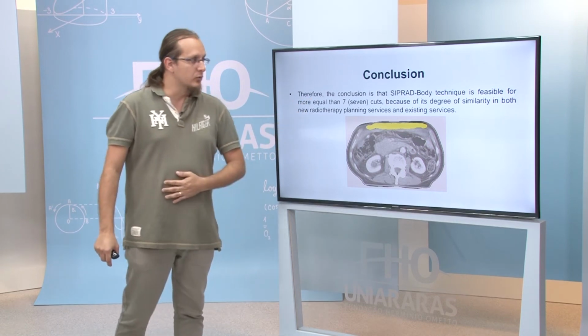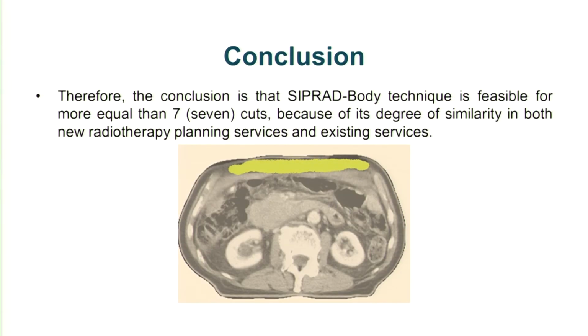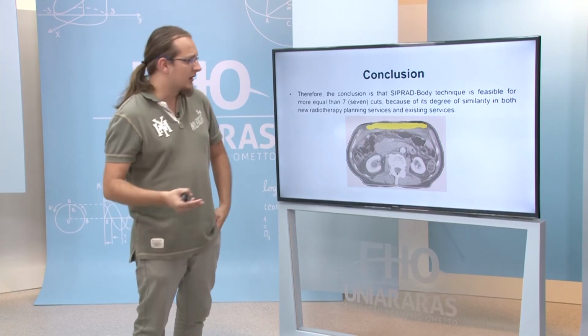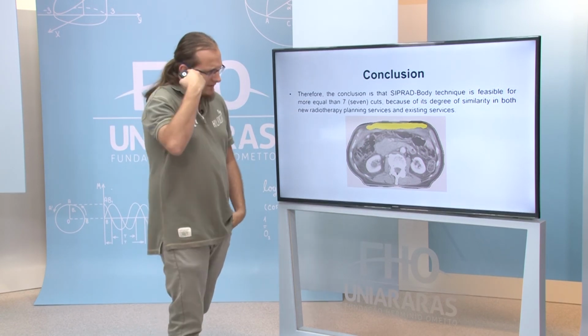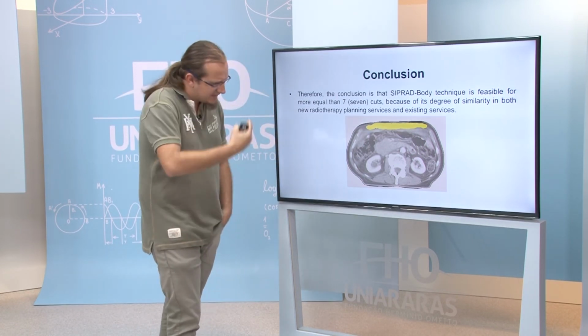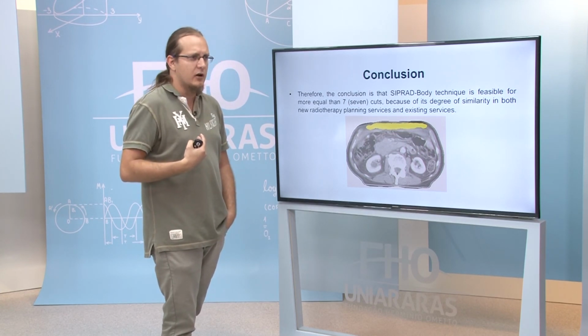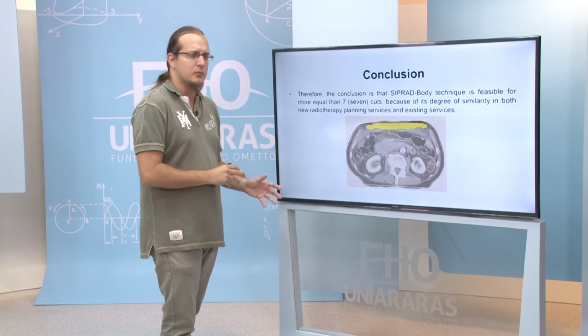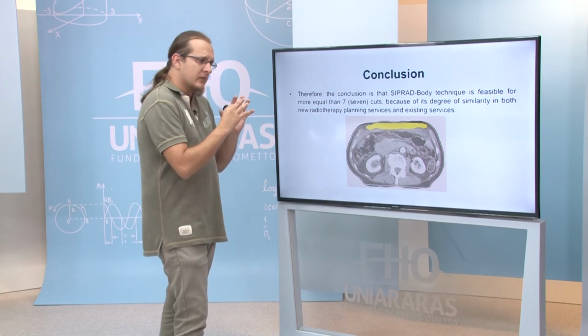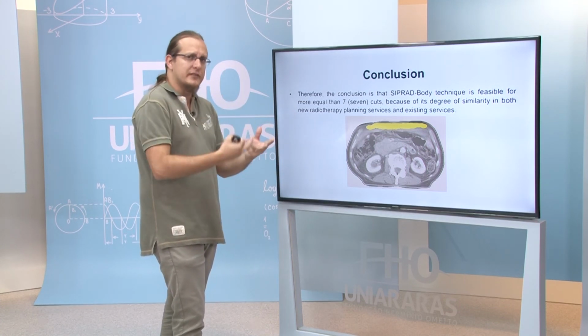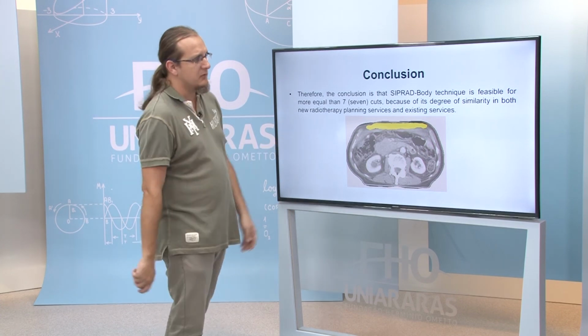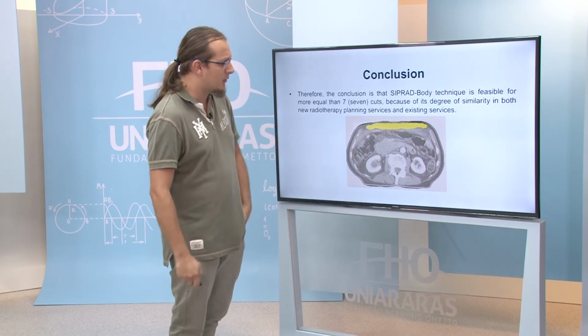So the conclusion is that the SIPRAD body technique is feasible for seven or more cuts because of the degree of similarity between the new radiotherapy planning service and the existing service. For future work, I need to evaluate this automatic contouring with more types of tumors, not only the lung, but the pelvis and other types of cancer disease, and a more robust technique using a greedy algorithm.